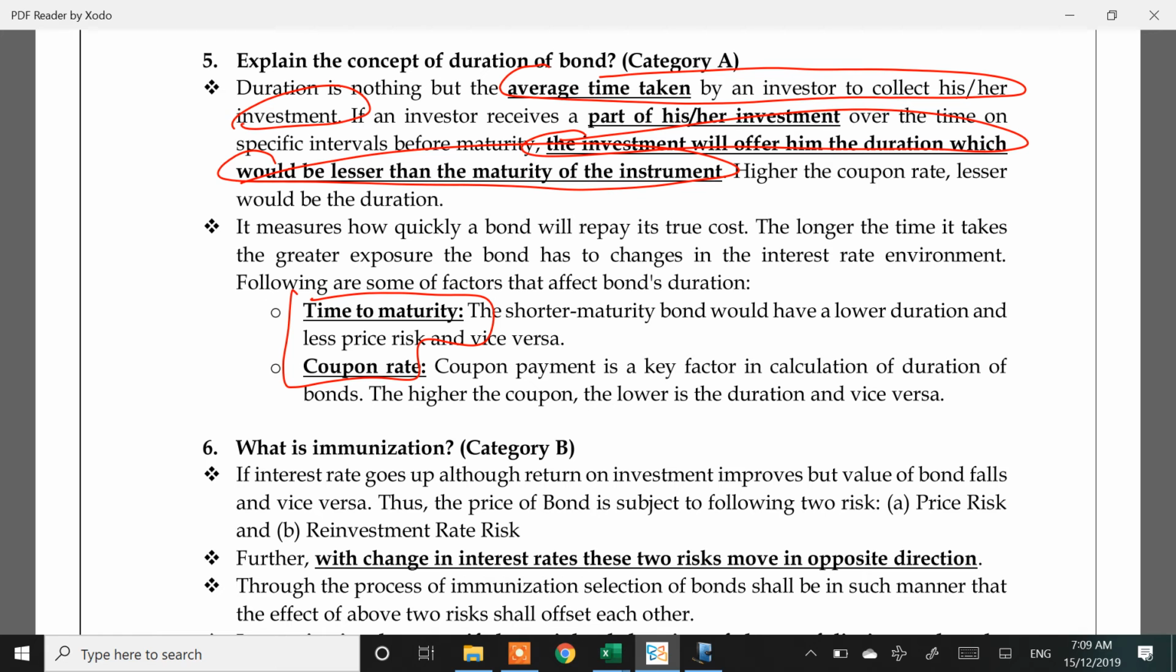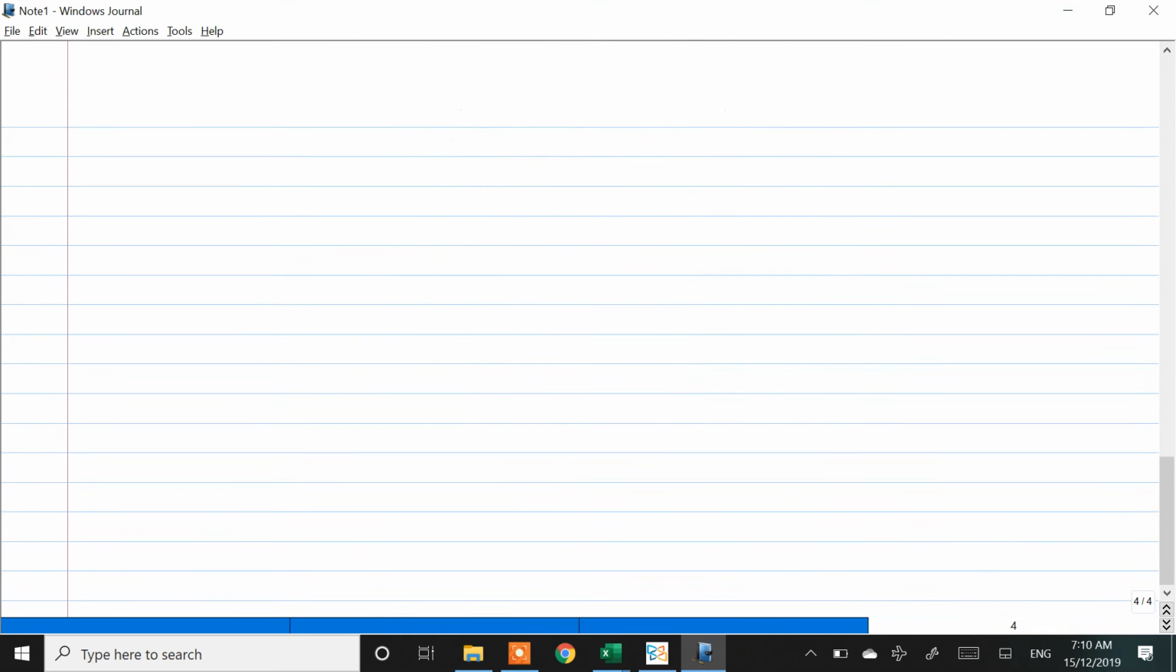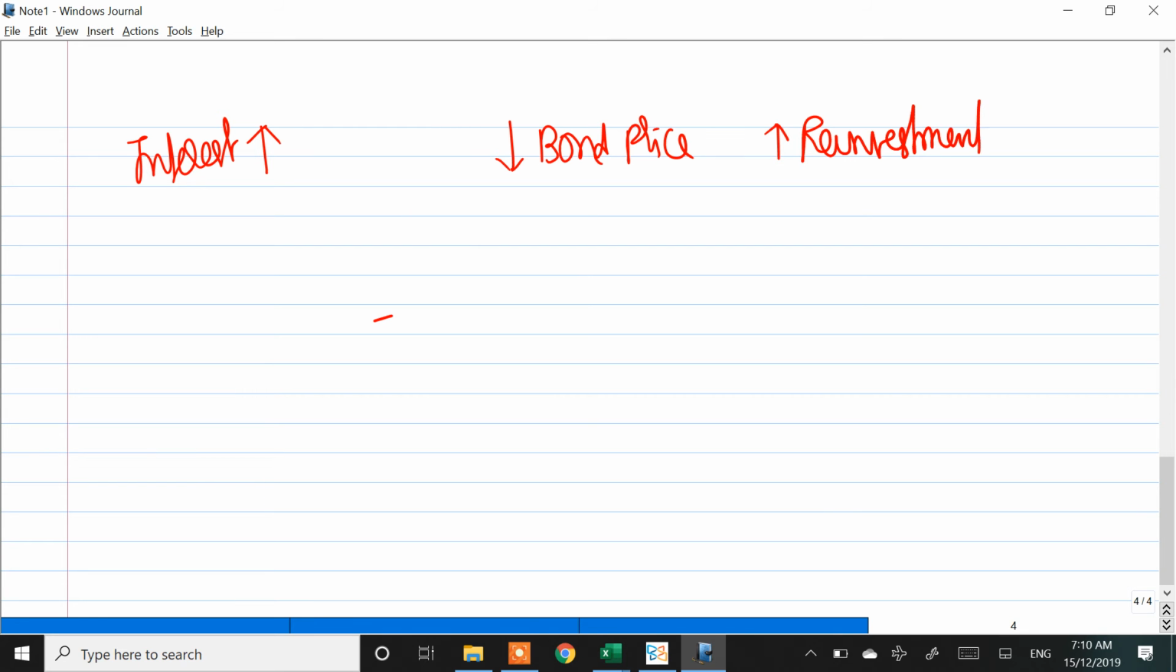What happens is, if interest rates go up, then although return on investment improves, the bond price falls. So there are two types of risks which are there. One is price risk and the other is reinvestment rate risk. If interest rates go up, bond price will fall, but I will earn higher on reinvestment. If interest rates come down, bond price will go up, but I'll earn lower on reinvestment. So somewhere I will have to balance it.